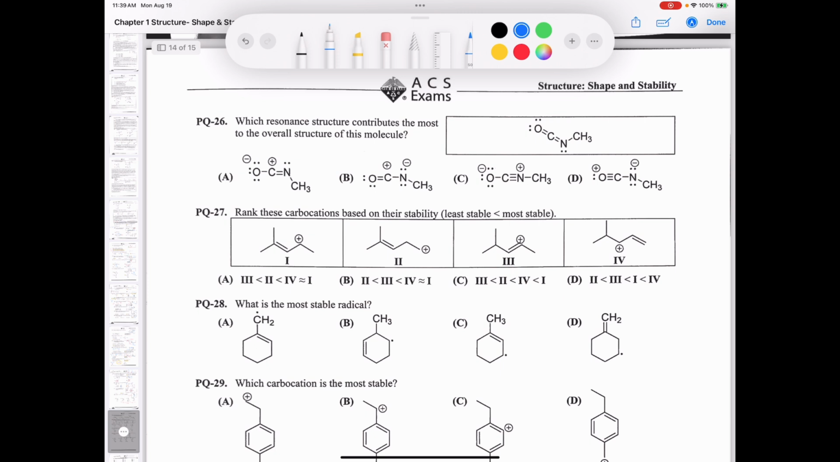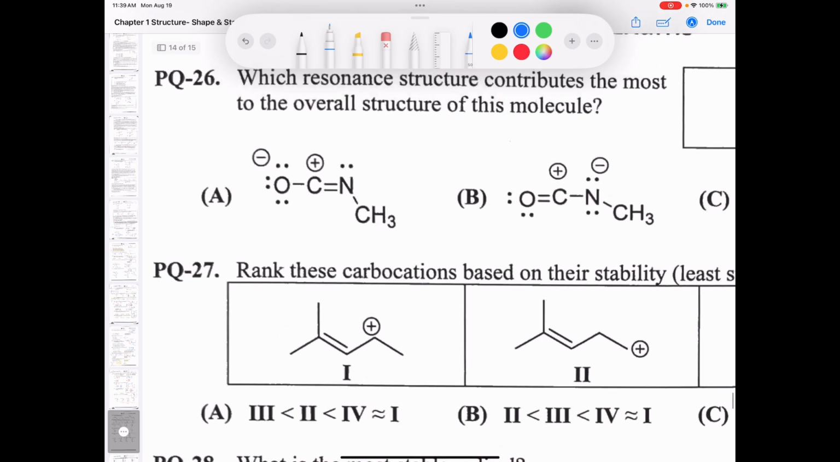Question number 26 deals with evaluating the relevance of different resonance forms. It says, which resonance structure contributes the most to the overall structure of this molecule? So we have this molecule here, and we have some different resonance forms. If we take a quick look at A, the problem with A is that the carbon doesn't have a complete octet. So there's nothing wrong with the resonance form itself, but the carbon does not have a complete octet.